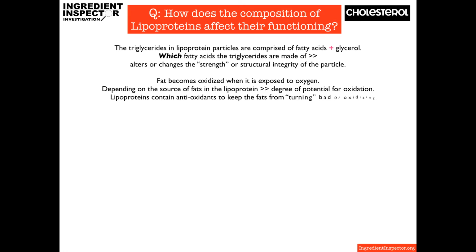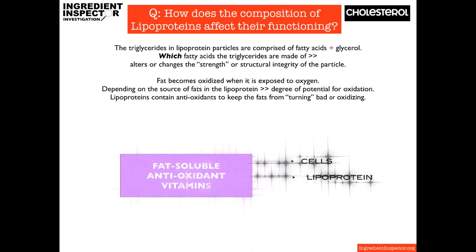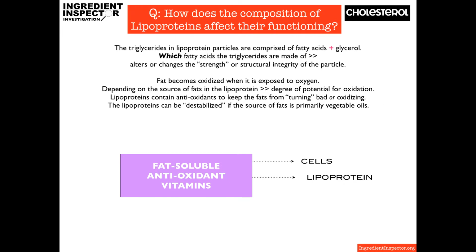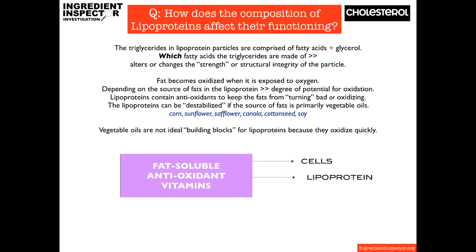We know that the lipoproteins contain antioxidants to keep the fats from turning bad or oxidizing. If you recall this visual that we looked at, the antioxidant vitamins are being delivered to the cells, but they're also protecting the lipoprotein itself. So the lipoproteins can be destabilized if the source of fats is primarily vegetable oils, like corn, sunflower, safflower, canola, cottonseed, and soy. Vegetable oils are not ideal building blocks for lipoproteins because they oxidize quickly.